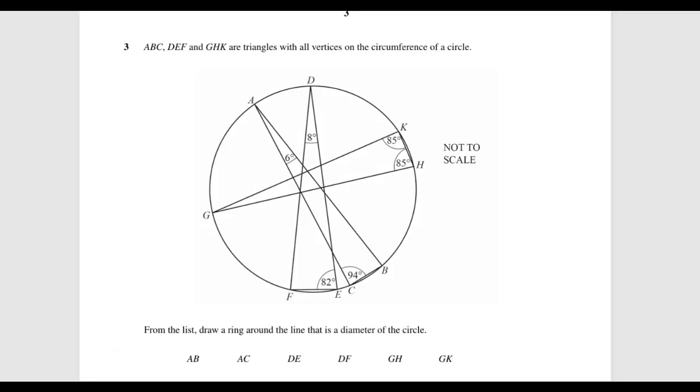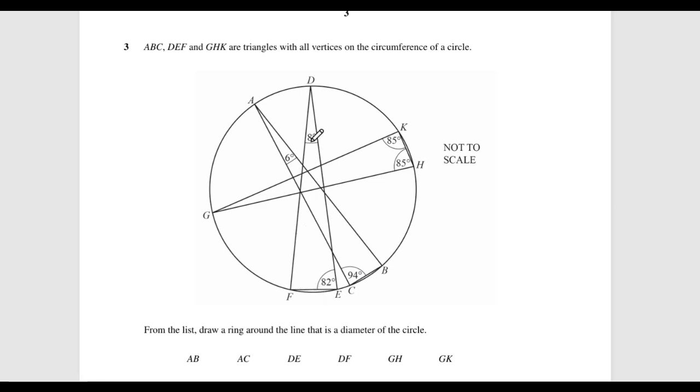Now this is another question. In this question there are three triangles, ABC, DEF and GHK. All the vertices of the triangles are lying on the circle, and they are asking which length of these triangles is the diameter of the circle. Which length out of all these lengths is the diameter?